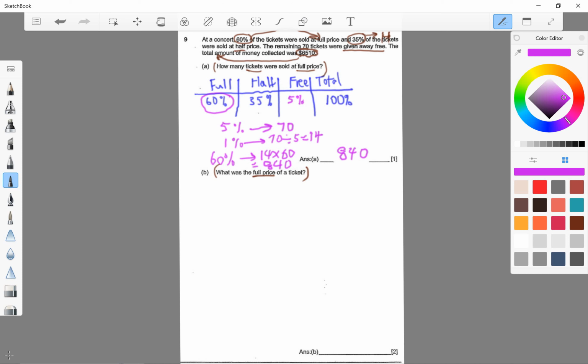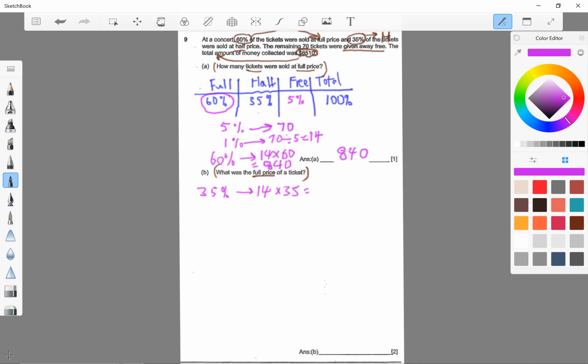And now I will want to create this number times value table. But before doing so, we still need to find out the number of tickets sold at half price and also those that were free. Those that were free were actually given to us already. 70 tickets were given away free. Half price is 35%, and that will be 14 times 35.